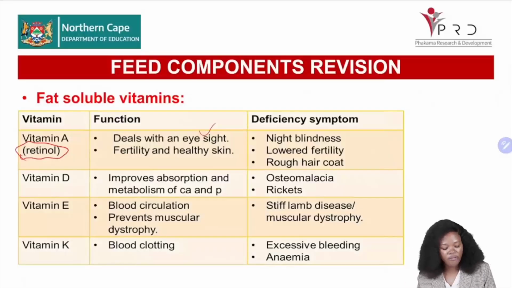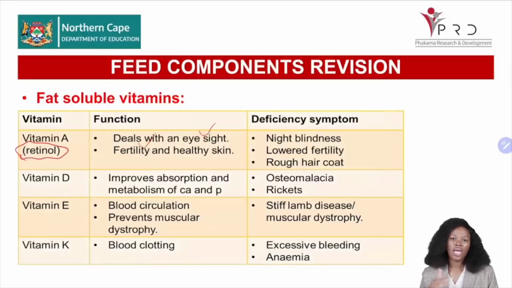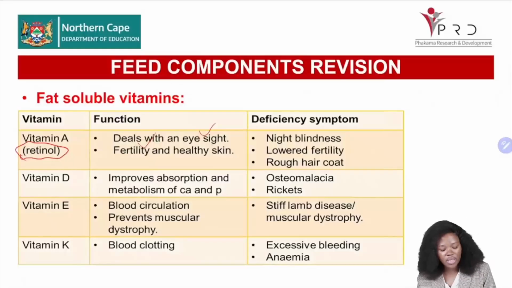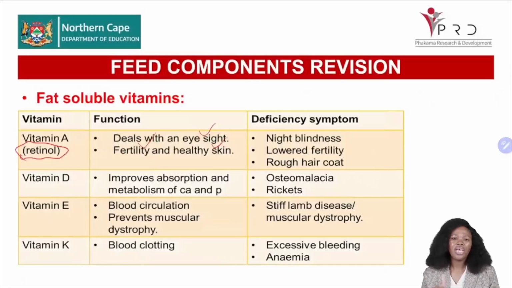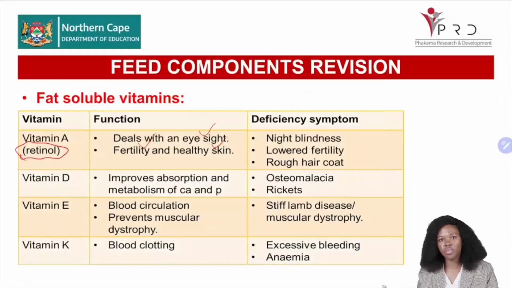It also deals with fertility. Animals become fertile when they consume more vitamin A. And it also deals with healthy skin. It provides animals with healthy skin. Now, what's the deficiency? The shortage. If an animal is short of vitamin A, it will show various symptoms, and these symptoms are referred to as the deficiency symptoms.